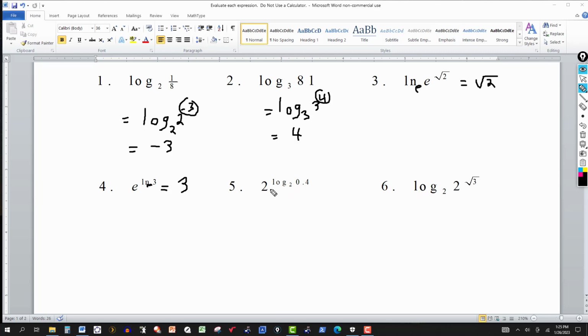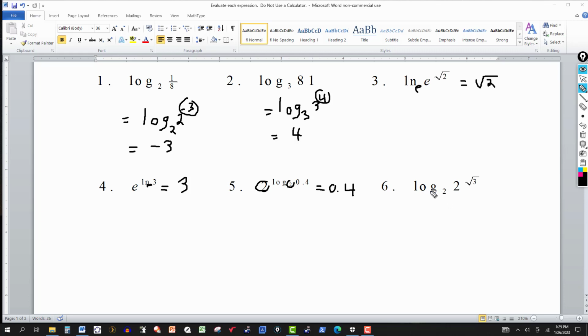This one, again, base 2 here. And then the power is log of 0.4 to base 2. So the base here is the same, the base here is the same. The answer is this expression here. So this is going to be 0.4.